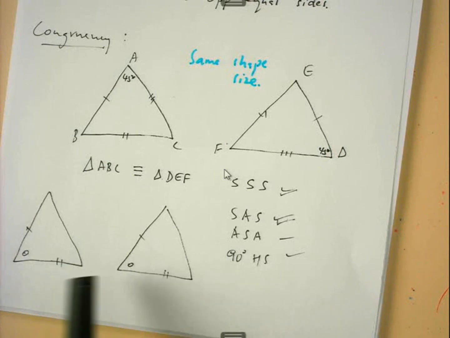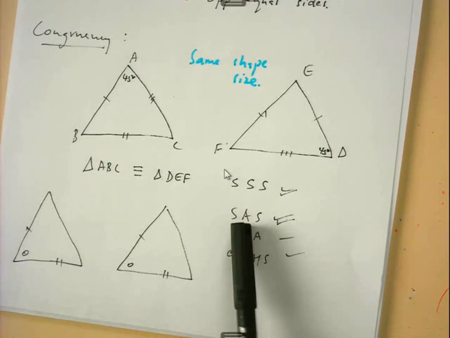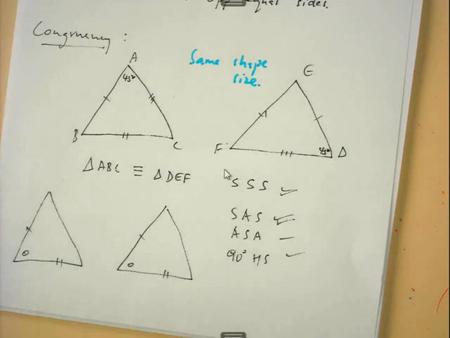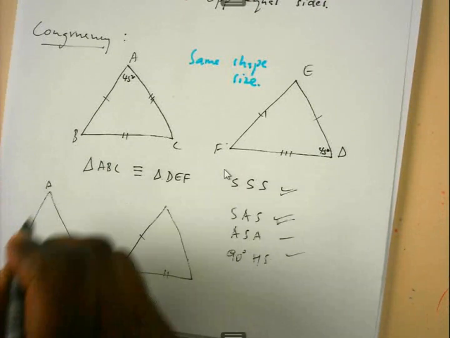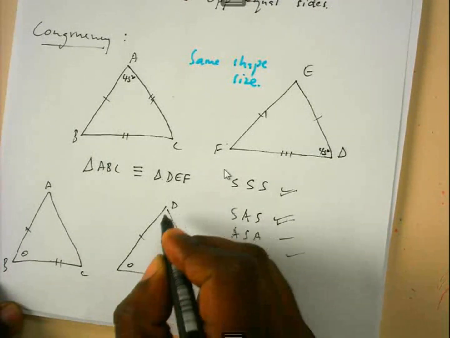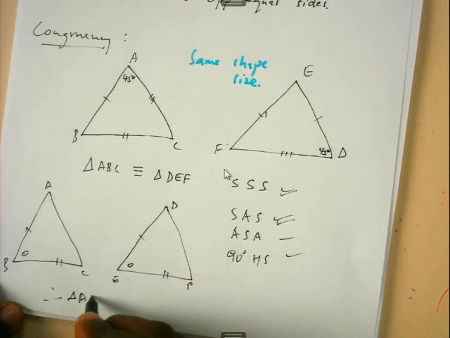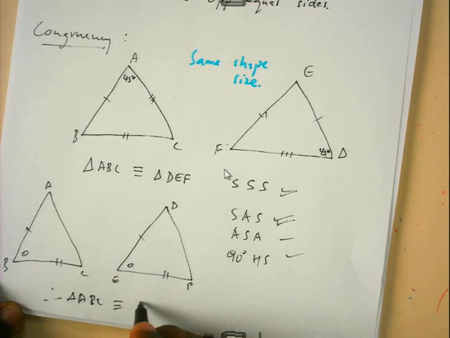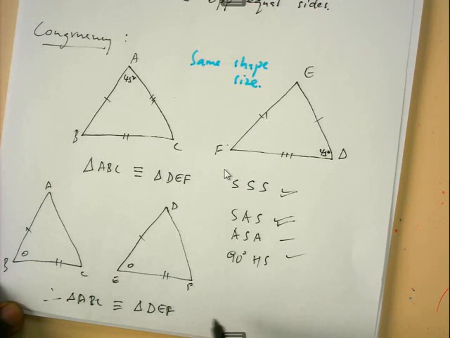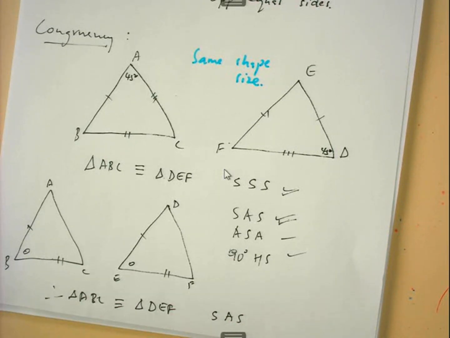Once we have proved that the conditions are fulfilled by the two triangles, then we can say those two triangles are congruent. And maybe I should write it in full here to say triangle ABC, triangle DEF. Then we can conclude that triangle ABC is congruent to triangle DEF. The reason is side, angle, side. And we can see the angle is between the two sides. Now those two triangles are congruent to each other.